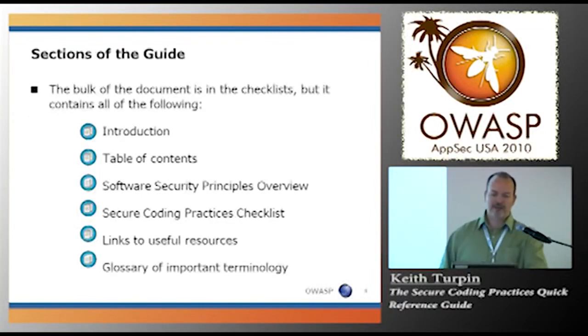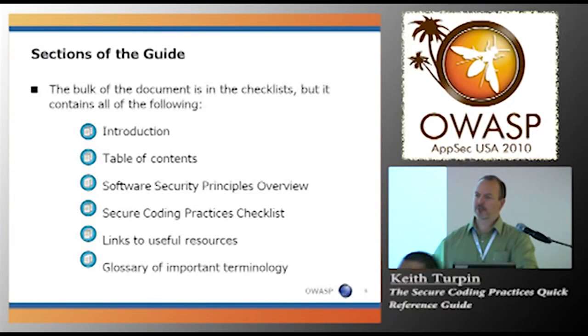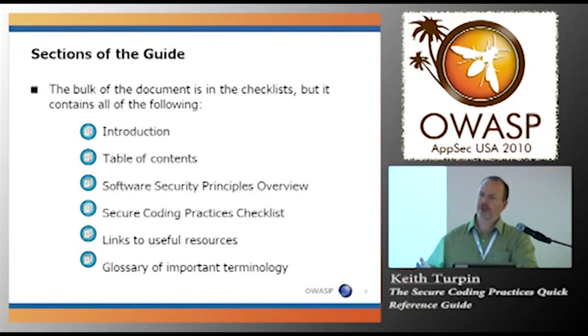So, sections of the guide. This is pretty straightforward. There's a table of contents that tells you what's in the guide. There's an introduction, which gives you a brief overview of the guide, and it also ties in some other OWASP projects. If there are other OWASP project leaders in here, you'll notice for some projects I mentioned specific relationships to where the guide fits in versus where some other OWASP projects fit in.